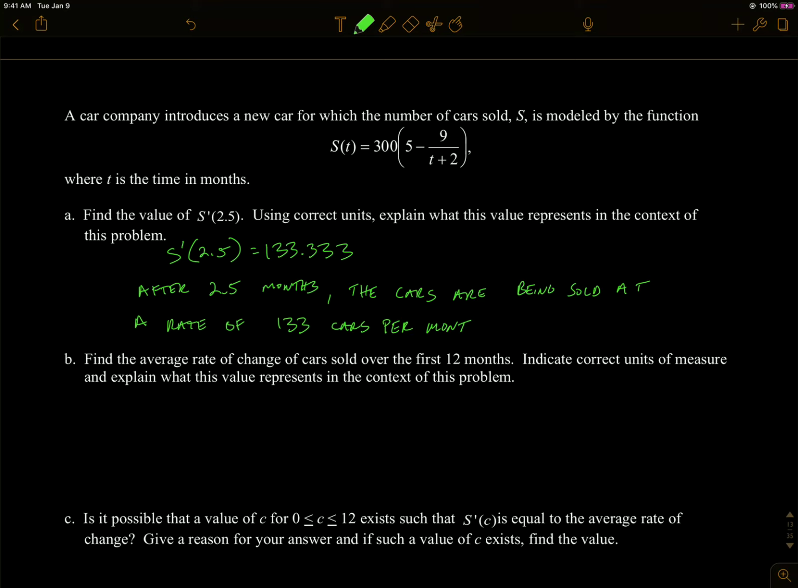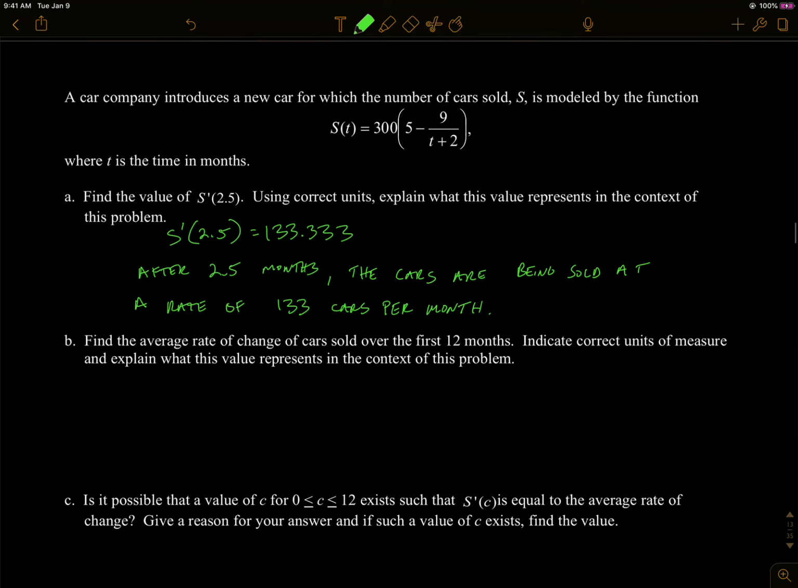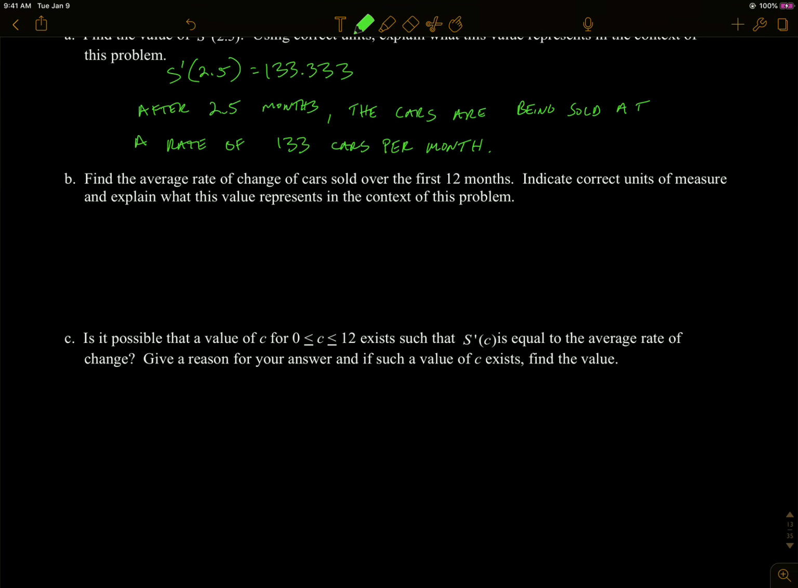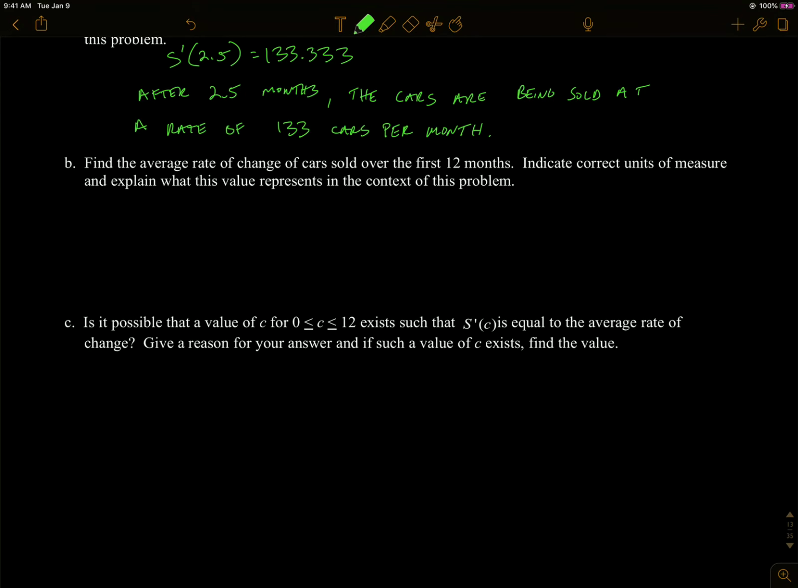You can't sell a third of a car, so we'll just call it 133 cars per month. Okay, let's look at B. Find the average rate of change of cars sold over the first 12 months. Indicate correct units of measure and explain what this value represents in context of the problem. So our average rate of change is going to be S of 0 minus S of 12 over 0 minus 12.